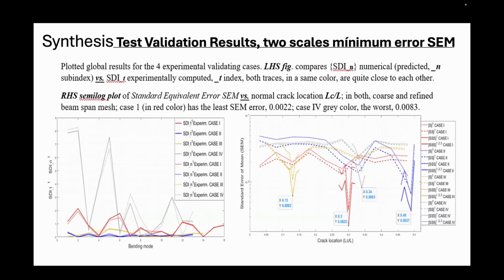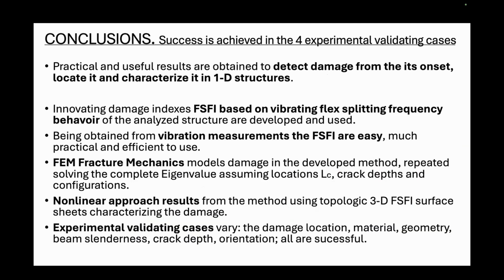For the 4 cases, you have a very small error at the best point, and this is the worst. This axis is the length of the beam, so you're trying to obtain where the location is, and you make one refinement. One refinement would be enough.